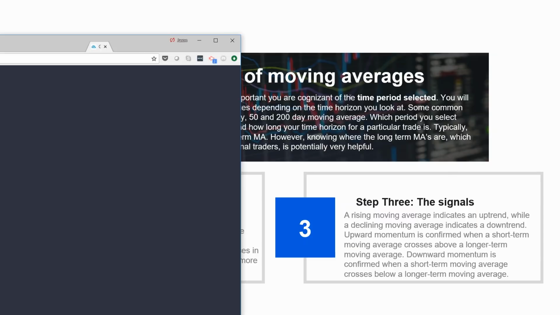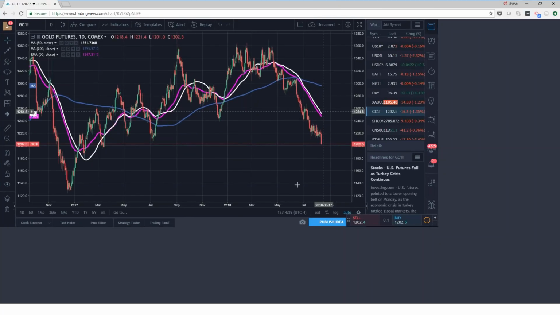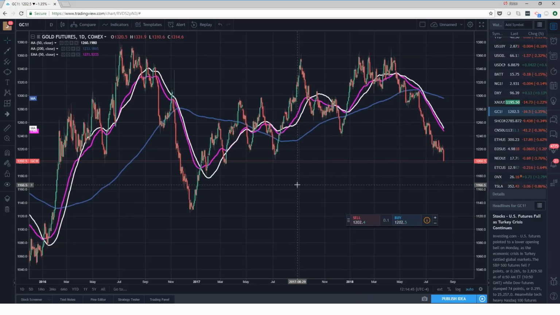So let's take a look, and I'm putting up, this is gold. And I've got 3 different moving averages here. The white line is a 50-day simple moving average, which as you now know is just the sum and average of the past 50 days. The blue line is the 200-day, and then the pink line is the 50-day exponential moving average.